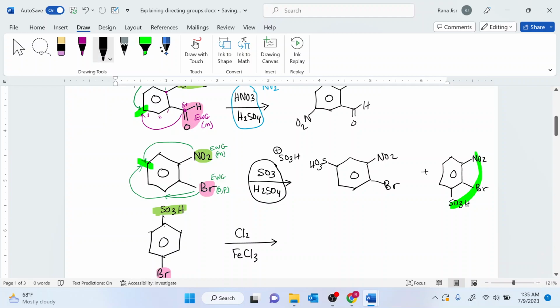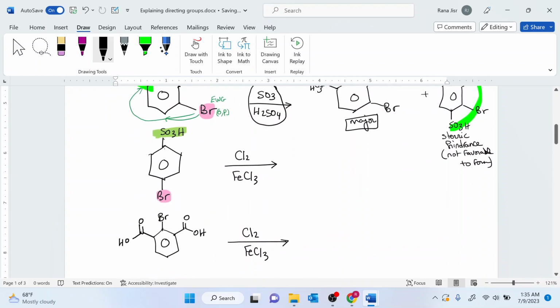And if this happens, this is going to be a minor product because of steric hindrance. So it is not favorable to form. This is why the major product is going to be this product only. We normally don't show products that show steric hindrance. So if you are writing a product and you see an accumulation of groups on the same side, just go ahead and ignore that product.